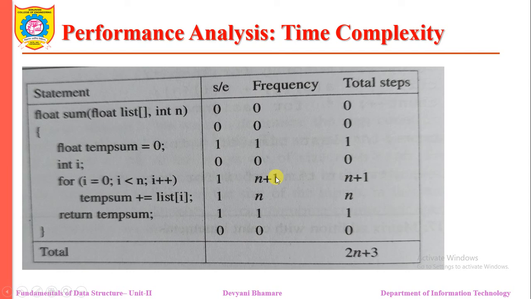Then this statement will be executed based on the value of i. So this statement will be executed n times. That's why the frequency is n. As it is returning some value, it takes only one frequency. Means the frequency indicates the number of times that each statement is executed. Then later we need to add them. So if we add them up, we get the total steps for this given function, which is nothing but 2n plus 3.